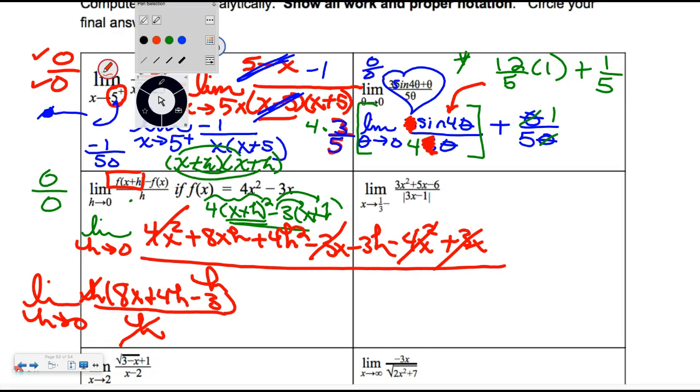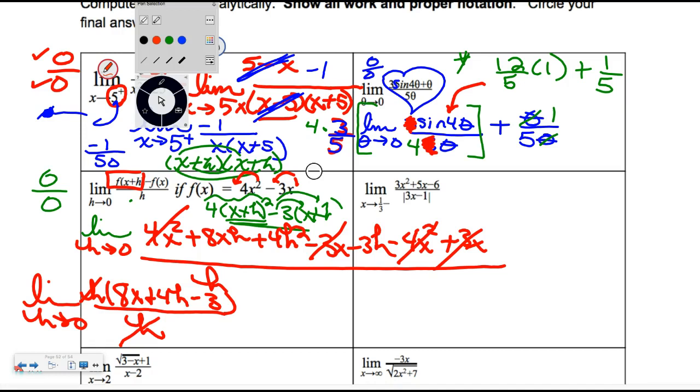The shortcut is to bring the power out front and drop it down 1. 8x to the first, minus, bring the power out front, 3x to the 0. There will be a shortcut eventually once we're done doing it the long way. It's kind of fun, right? So you guys have a secret. You know the answer, but you're going to have to show all the work, right?